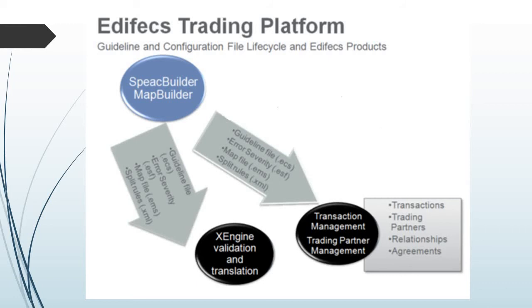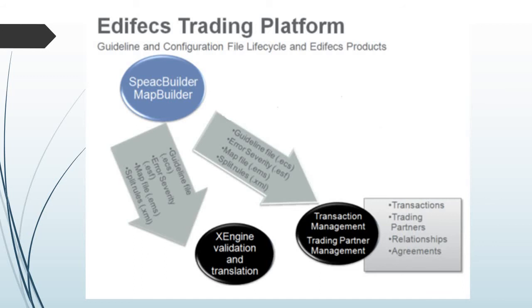When data is validated against the guidelines, some errors are reported in the data errors pane. To ignore those errors, an ESF file, that is an error severity file, is generated. So these .ecs files, .esf files, and map files, whose extension is .ems, are sent to the XEngine server for validation and translation, as XEngine is a runtime tool where actual transactions are transmitted by the provider at the payer side. Now, to view the transactions or claims on the screen, TM comes, that is Transaction Management.